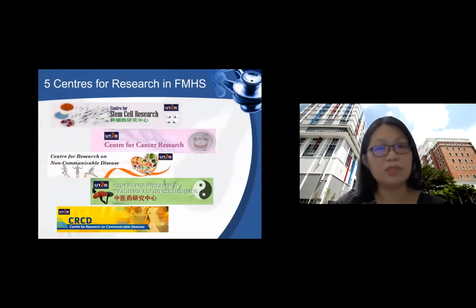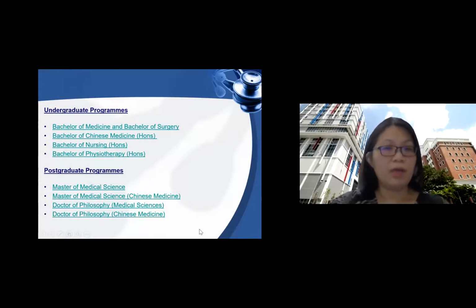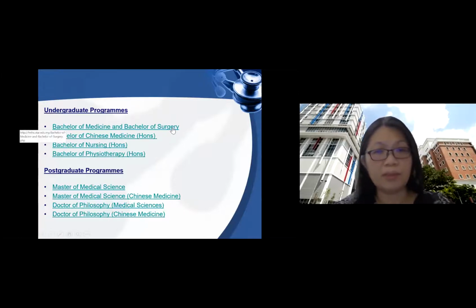Okay, so we have 5 research clusters or centers in our faculty, which consist of stem cell research, cancer research, non-communicable disease research, traditional Chinese medicine, and also communicable disease, right? And our faculty offers 4 undergraduate programs and 4 postgraduate programs. The 4 undergraduate programs are Bachelor of Medicine and Bachelor of Surgery, MBBS, Bachelor of Chinese Medicine, Bachelor of Nursing, and Bachelor of Physiotherapy. The postgraduate programs are Master of Medical Science and Master of Medical Science Chinese Medicine, and PhD in Medical Science and PhD in Chinese Medicine.